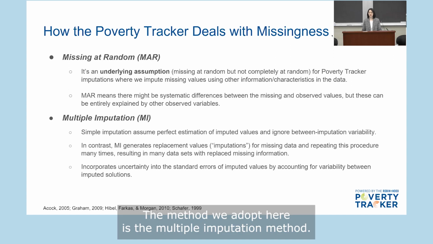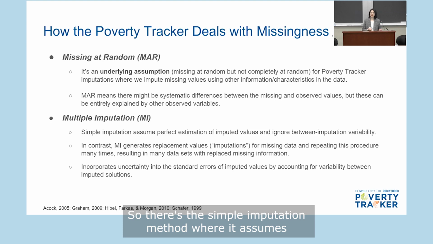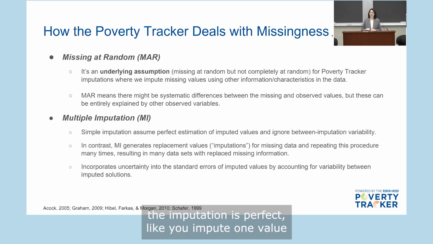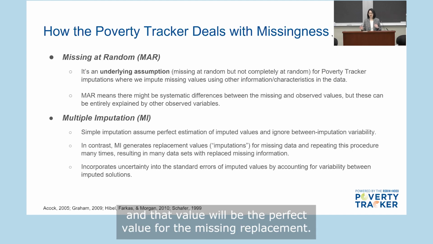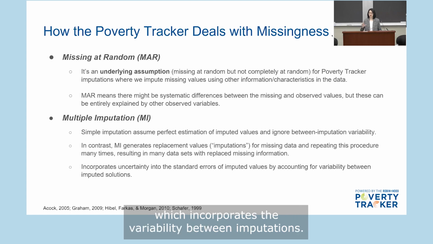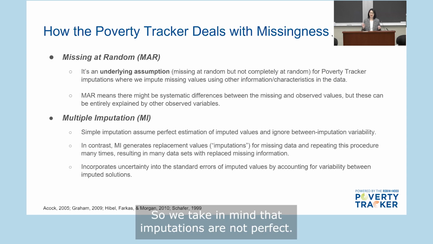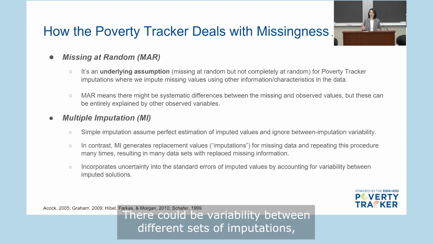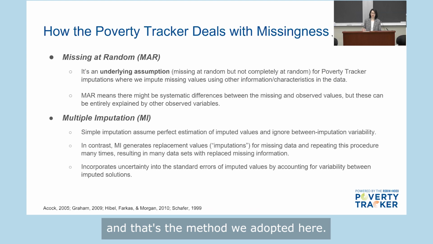The method we adopt here is the multiple imputation method. There's the simple imputation method, which assumes the imputation is perfect: you impute one value and that value is the perfect replacement for the missing one. But the method we adopt here is multiple imputation, which incorporates the variability between imputations. We keep in mind that imputations are not perfect, and there could be variability between different sets of imputations.